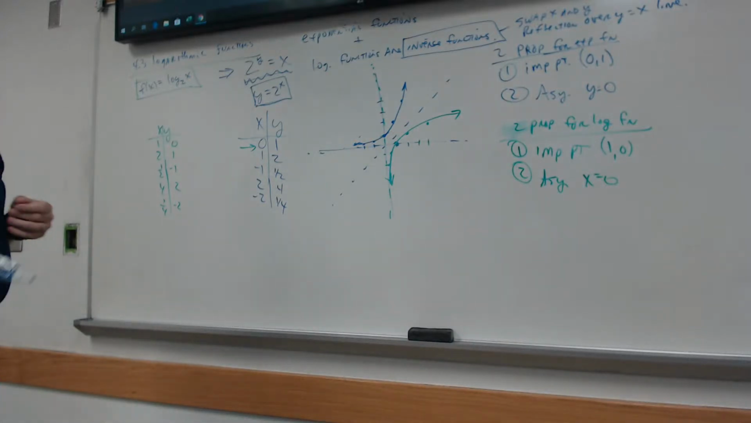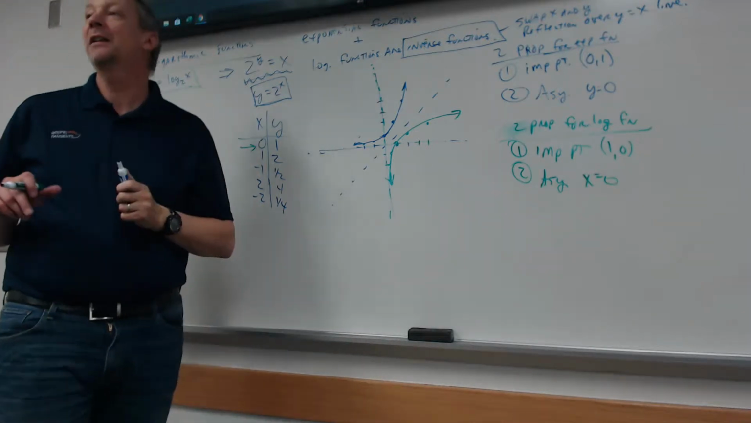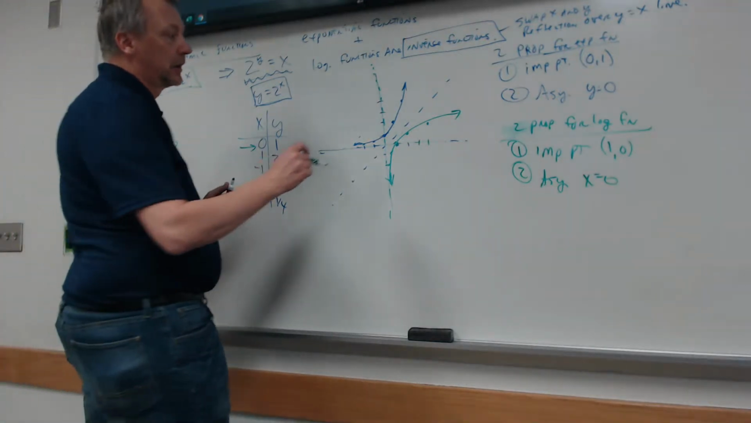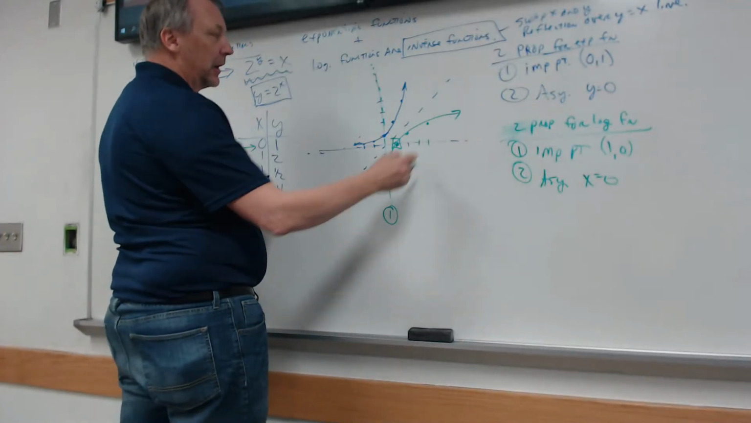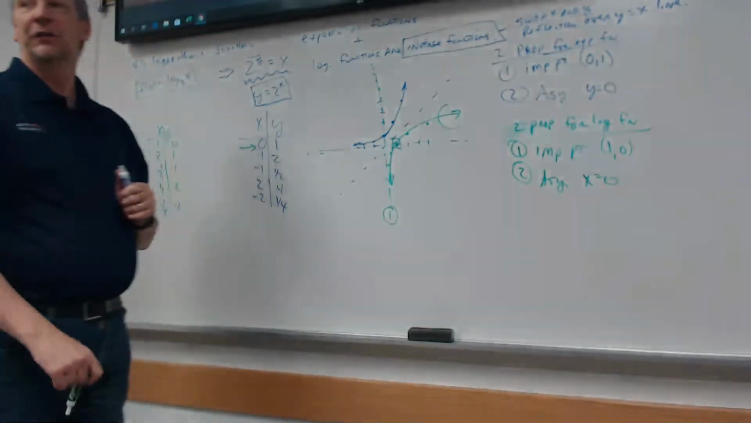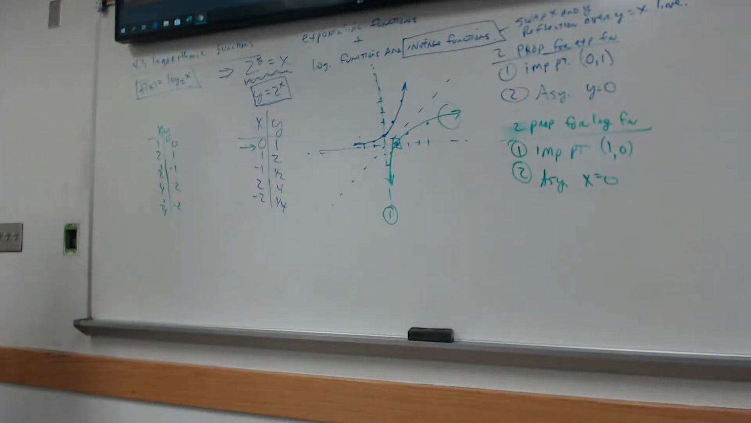So the three things that I would really like to see on Monday's quiz: I want to see this point. I want to see this asymptote. And I want to see the basic shape of the curve. Okay, does that make sense?